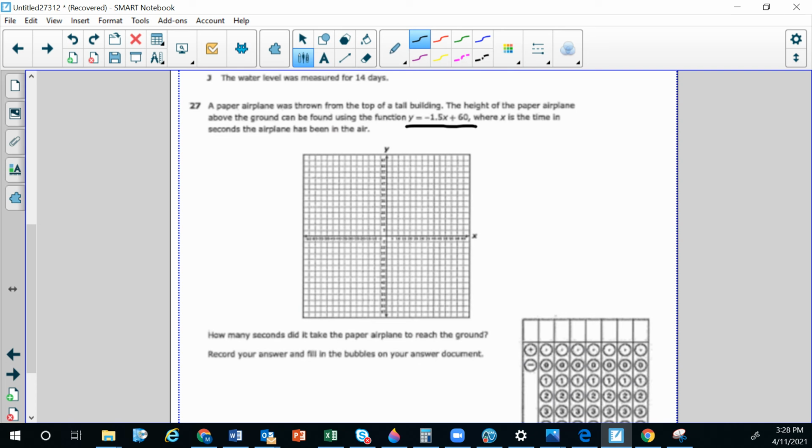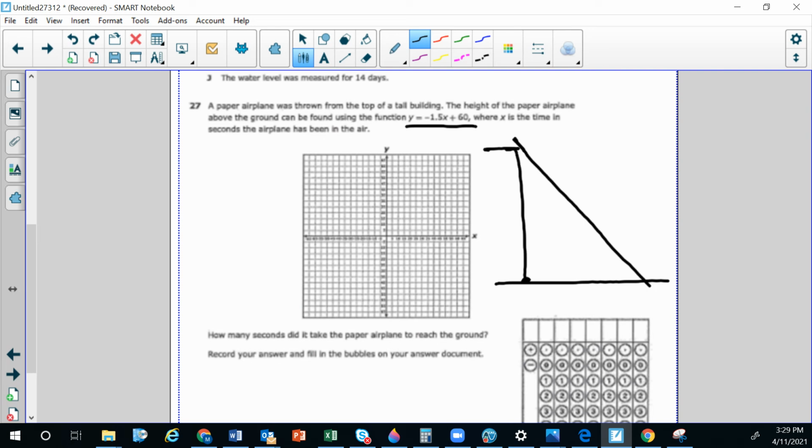Sometimes if you visualize this, it kind of helps. Here it says that the plane was thrown from the top of a tall building. So this is the top of the building right here, and it was thrown. This is a linear graph, so it's going to come straight down like this. Bottom line, you need to find x, because you want to know when the plane hits the ground. The height is now 0.